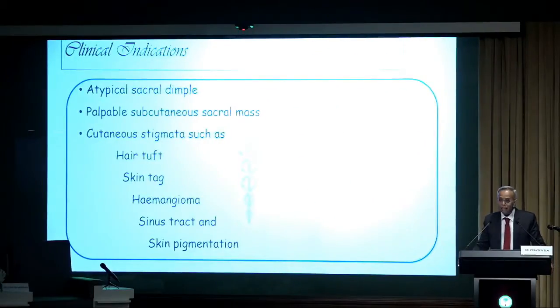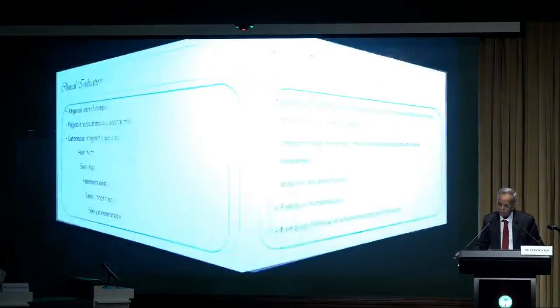Now, coming to the clinical implications. As I said, quite often we prefer to do it in closed neural tube abnormalities. In that situation, there are certain clinical presentations that we come across and which are sent to us for evaluating, because most of these lesions are not picked up in the antenatal period. So these typically present with an atypical sacral dimple, palpable subcutaneous mass, sacral mass, and cutaneous stigmata such as the hair tuft, skin tag, hemangiomas, as well as the sinus tract and the skin pigmentations. These are the commonest clinical presentations that we come across while they are being referred to us.